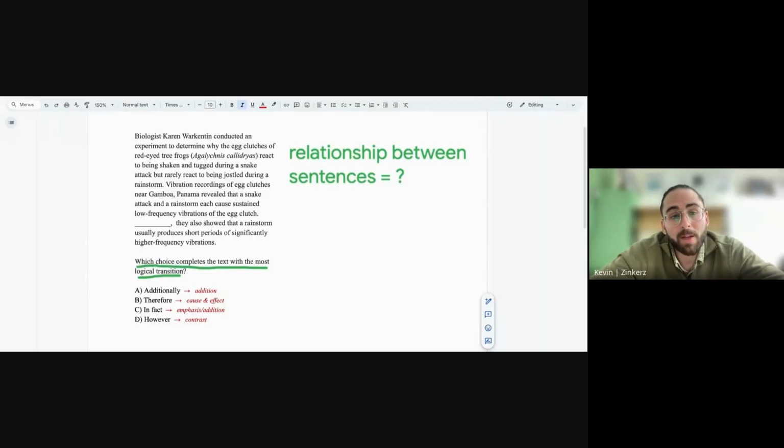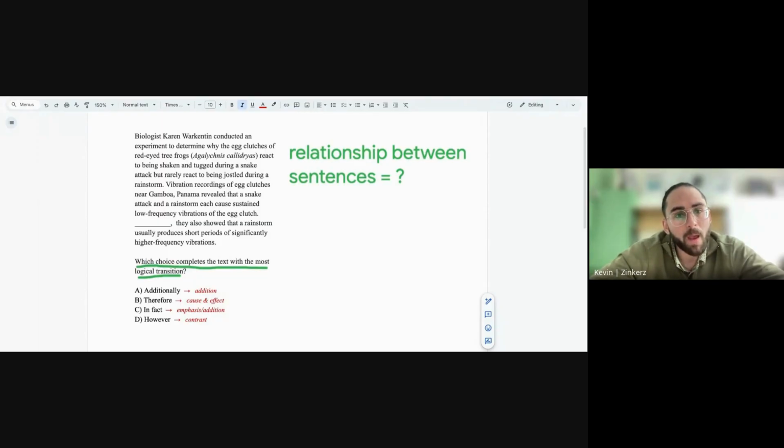So let's actually go ahead and try to apply this using this text that we have here. You'll notice that this text has 3 sentences. Sometimes that will happen, and that just means that there's going to be one sentence that you don't have to pay as much attention to. For this text, it's going to be our first sentence.